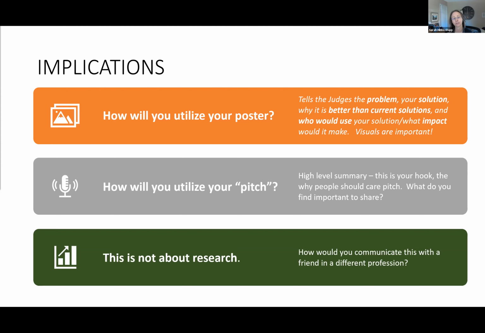And so the other thing that you should keep in mind is, for us, this is not about research. While it is about research in terms of the innovative portion of it, it's not about your methods of how you did the research. It's not about the amount of data you have collected and all of the people you have collected it from, and the demographics and breakdown of your populations. It's really about the innovation and why it matters and who it impacts.